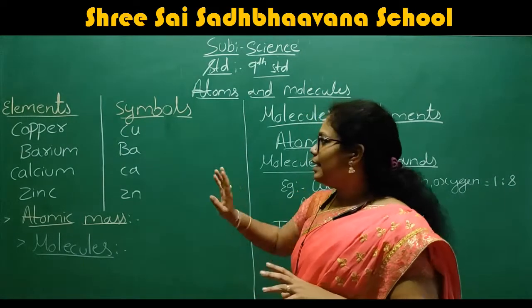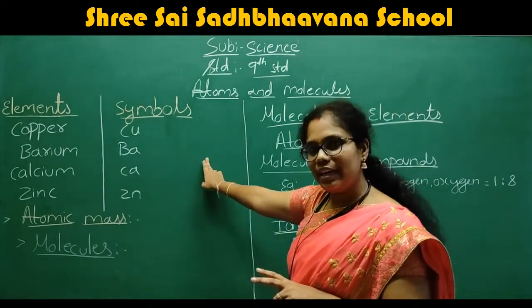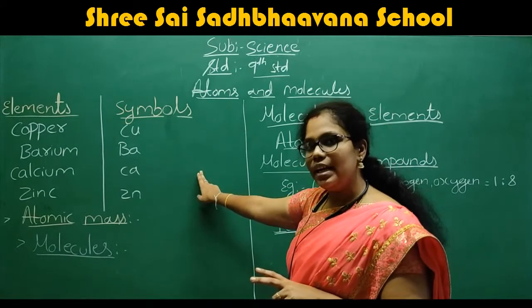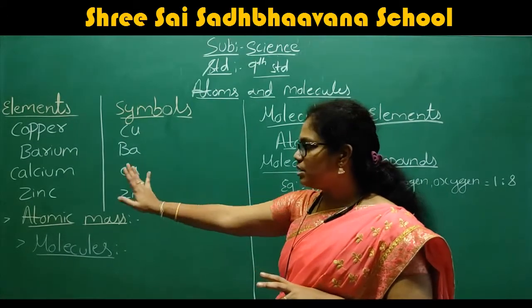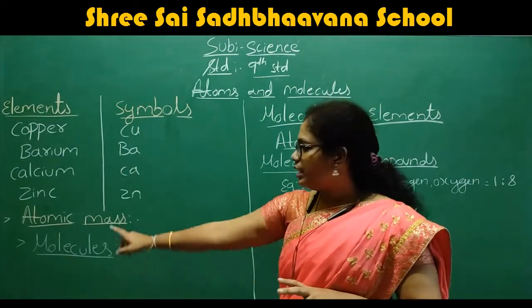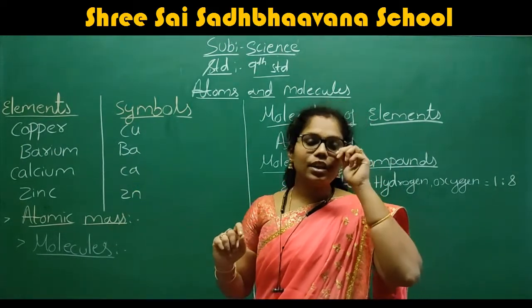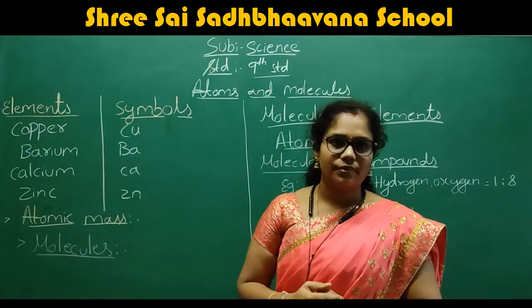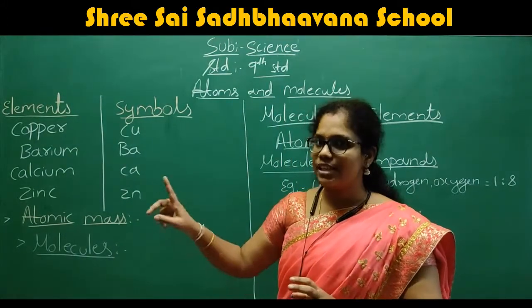Understood? Again, barium, Ba, calcium, Ca, zinc. You can tell that here also, zinc, ma'am, Zi. Why have you written Zn? For zinc, because already for zirconium, Zi is there. Therefore, we can't again give Zi.